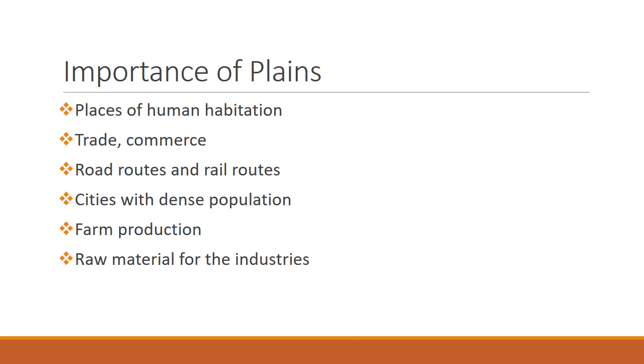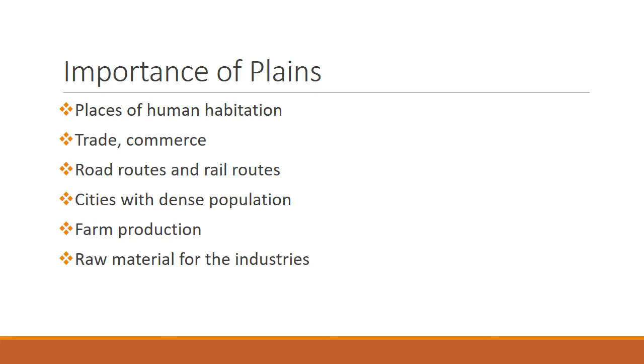Flat plains have proved more useful for road routes and rail routes. For transportation, it's easier to create roads or rail routes on flat plains. Cities having dense population are situated in the plains. Dense means thick or heavy, which is highly populated. So cities with dense population are situated in the plains.